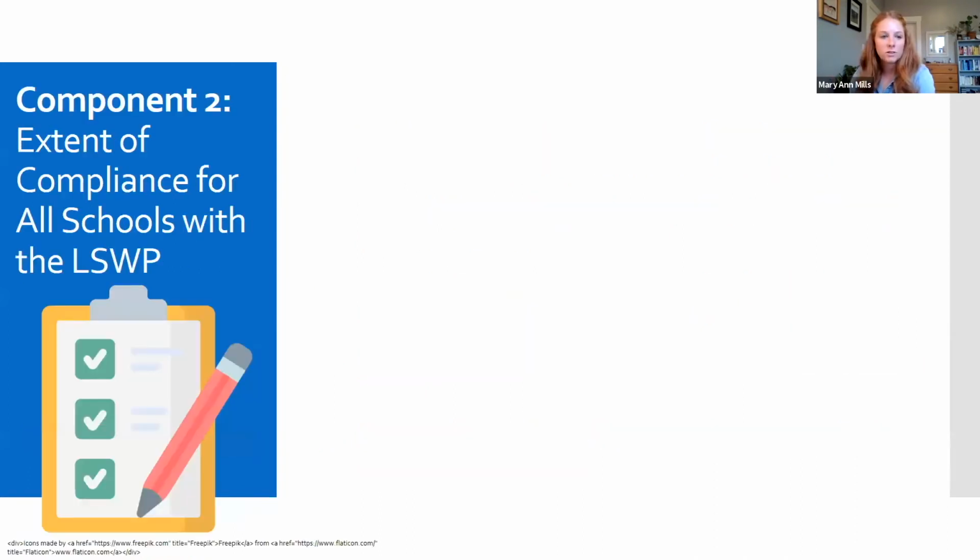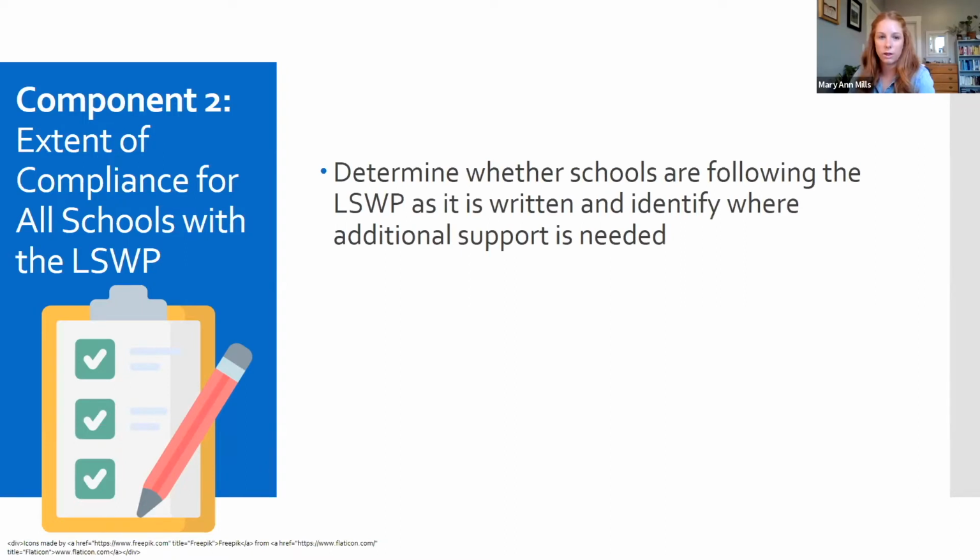Okay, so component 2. This is where you're really looking at the extent of compliance for all schools within the local school wellness policy. And the purpose here is really to determine whether schools are following the wellness policy as it is written and identify where you might be able to provide additional support. So, I think a lot of the time we write these wellness policies and then we put them on the shelf and forget about them. So this is really the piece where we look at, is it actually being implemented? Is it actually being used at the school site level?